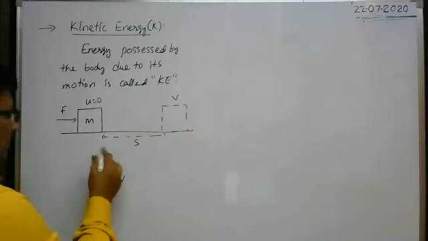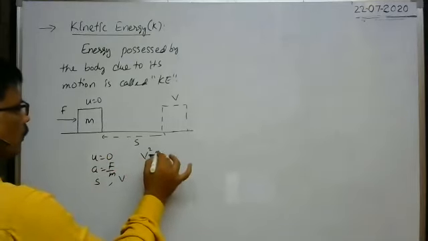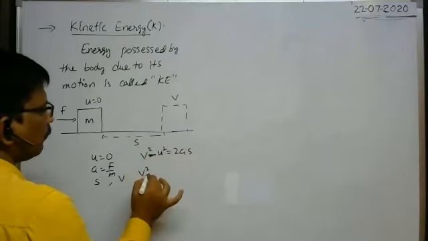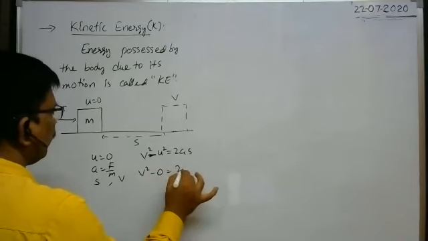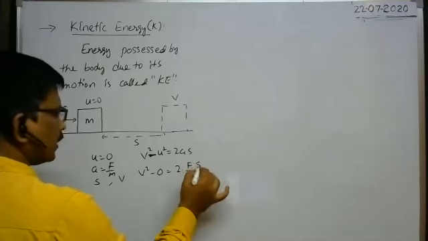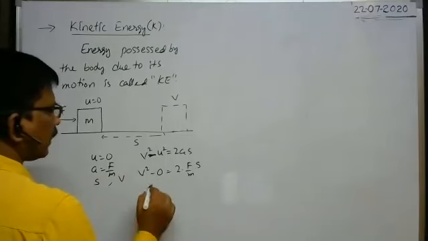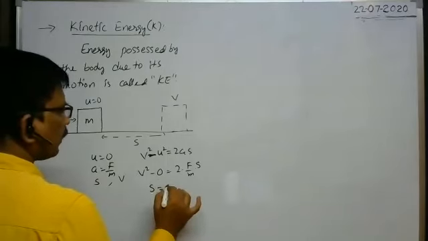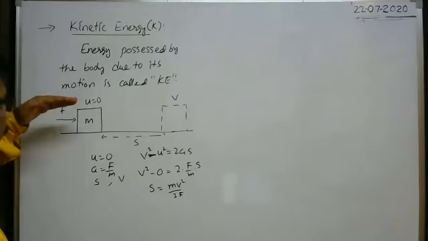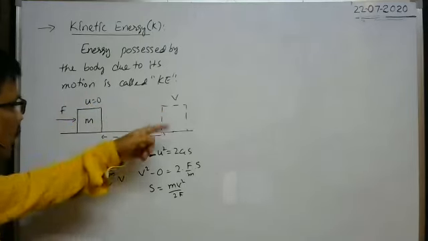Then what is the relation among them? From v square minus u square equals 2as. Here v square we have to find, u is 0, and a is F by m, into s. Therefore, s is equal to m v square by 2F. By applying the constant force on a body, the body has been displaced through a distance s along the direction of the applied force.